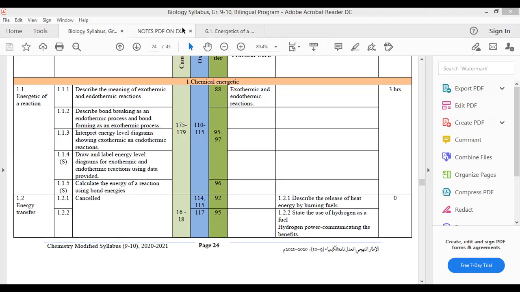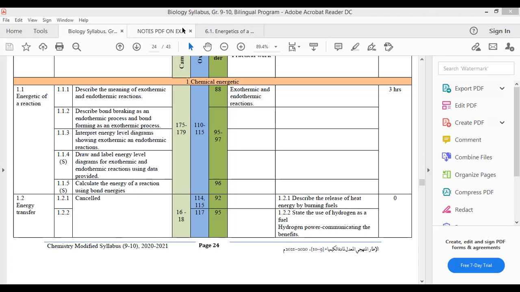No problem, open your book. Energy change in a reaction, page 114, unit number 9, 9.1. Did you get it now? Or you can say the topic number 9, energy change and reversible reaction. Page 114, the 9.1 energy change in a reaction.